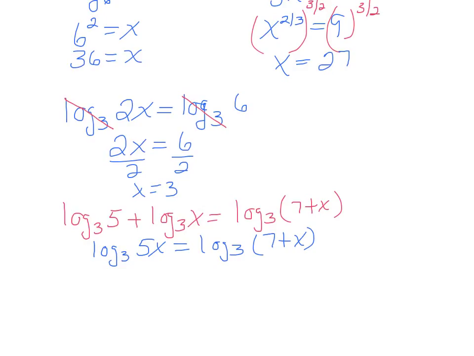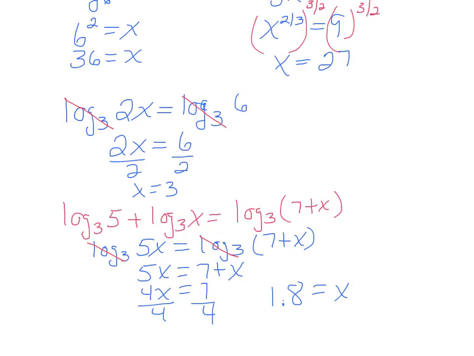Ooh, a single log equal to a single log with a common base. I can drop the logs. I have 5x equals 7 plus x. Subtract x on both sides. 4x equals 7. Divide each side by 4, and end up with 1.8 equals x. So I can eventually get an equation to fit the scenario where I can drop the logs as long as I have a single log equal to a single log with common bases. All right, let's move on.